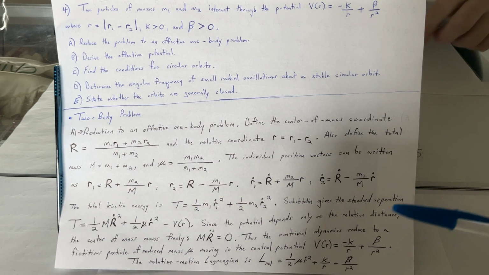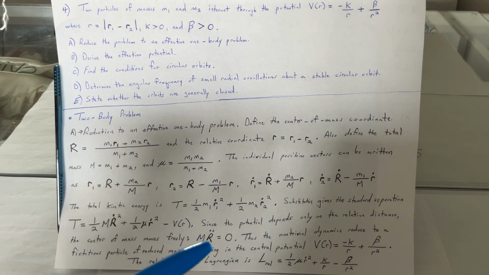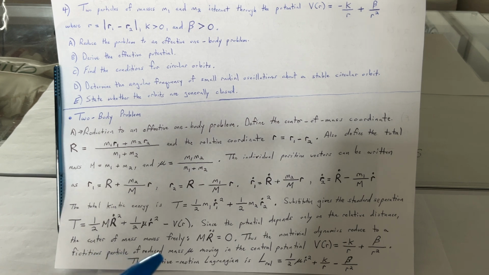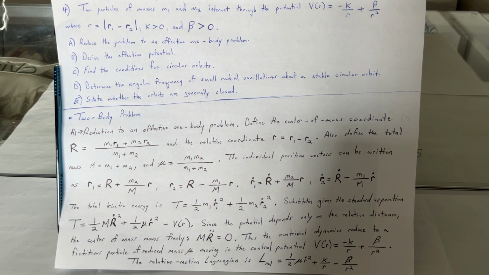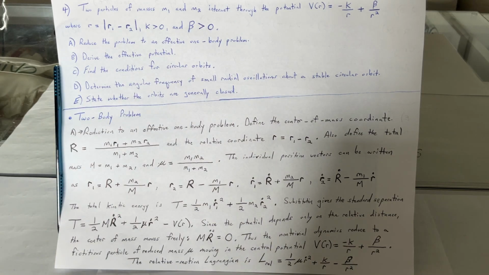And since the potential depends only on the relative distance, the center of mass moves freely, M R double dot = 0. Thus the non-trivial dynamics reduces to a fictitious particle of reduced mass μ, moving in the central potential V(r) = -k/r + β/r². So what we get here is the relative motion Lagrangian: L_rel = 1/2 μ r dot squared + k/r - β/r².